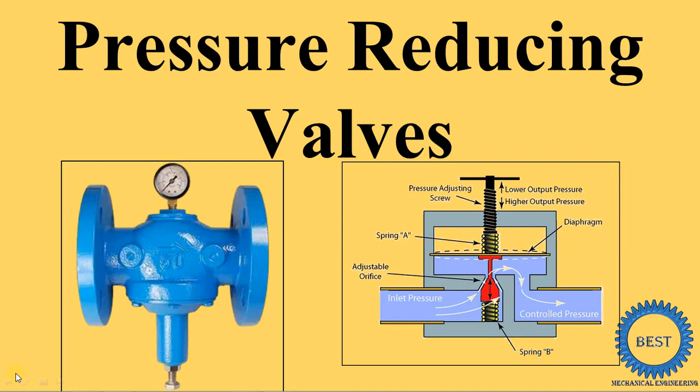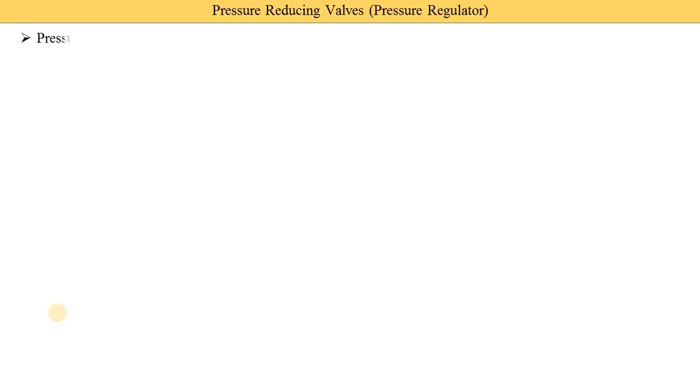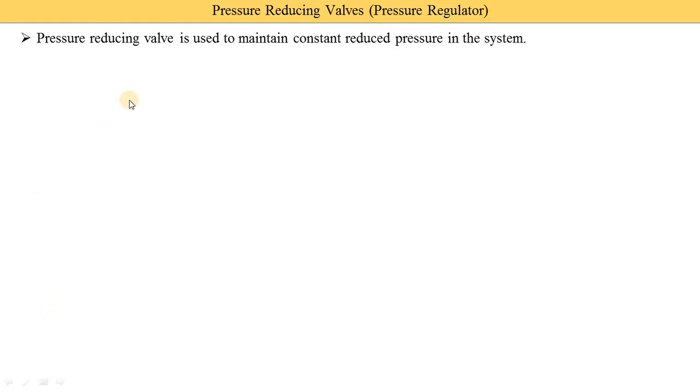In this video, I explain the function, construction and working of a pressure reducing valve. From the name, you can understand that this valve is used to reduce the pressure of oil and then supply it to the system. A pressure reducing valve is used to maintain a constant reduced pressure in the system. Means they reduce the pressure and maintain this reduced pressure inside the system.